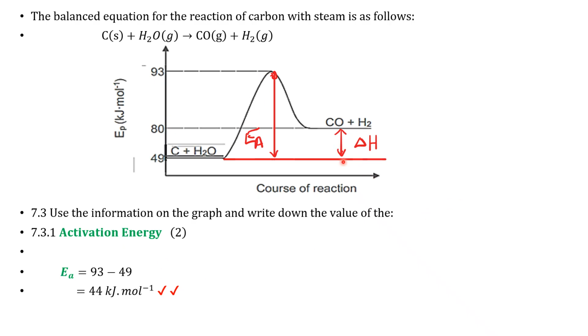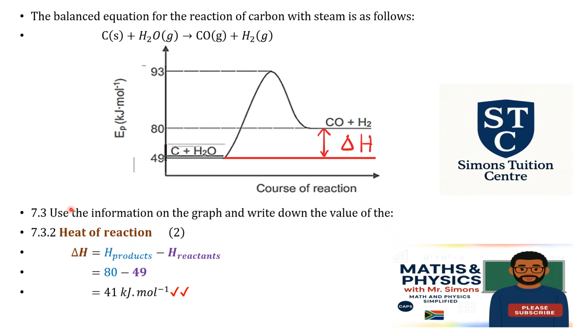You can see delta H is the energy change between my products and my reactants. Right, so use the information to find the heat of the reaction. Delta H equals H products minus H reactants. So my products is 80 minus my reactants, which is 49. So 80 minus 49 gives me 41 kilojoules per mole.